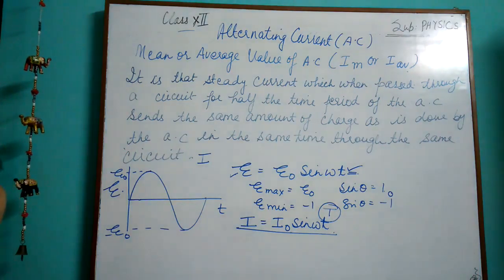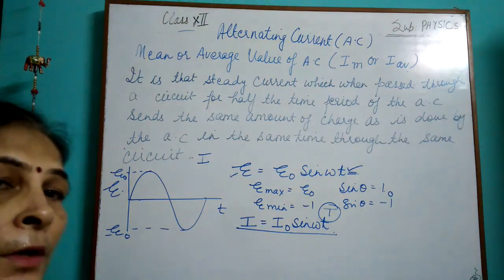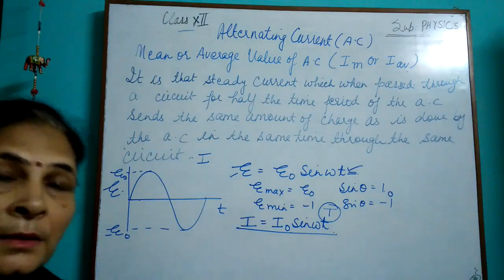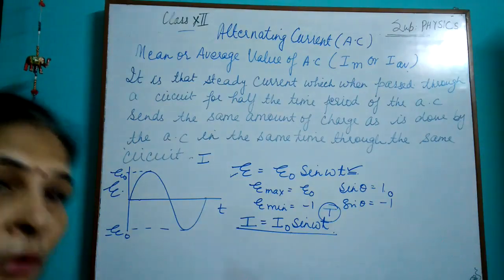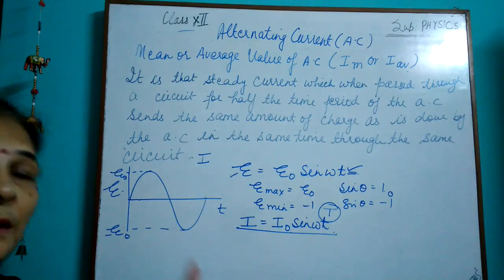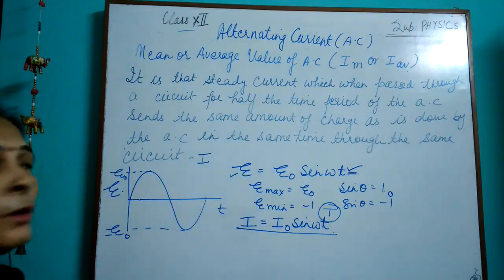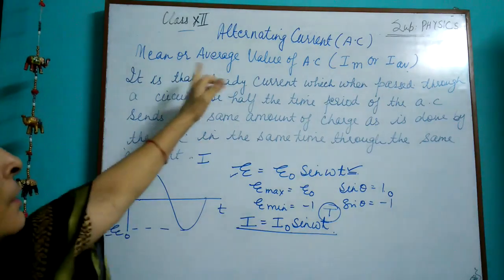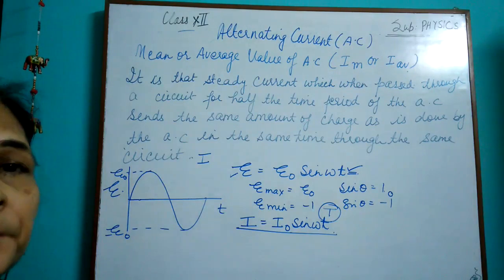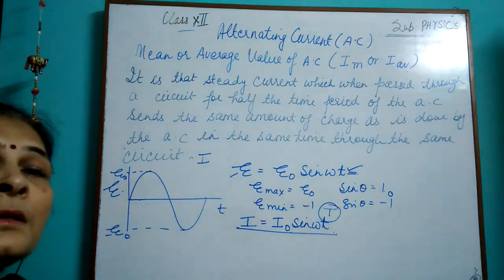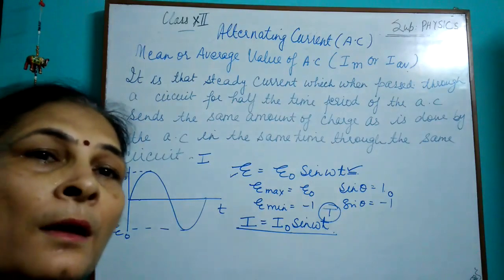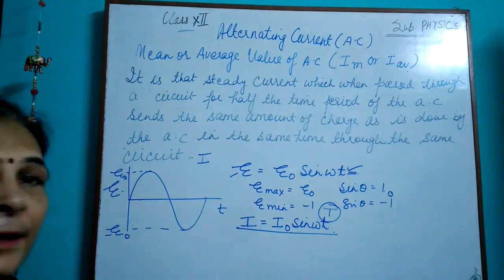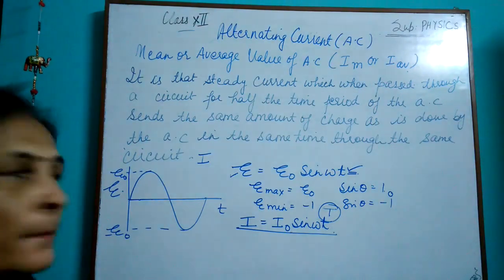Now, before talking about how the EMF and current will vary in a circuit containing resistance or capacitor or inductor or the combinations of these circuit elements in the same circuit, first we'll talk about two more new physical quantities, that is mean or average value of AC and mean square or RMS value of AC. Alright, so first we'll talk about this today.